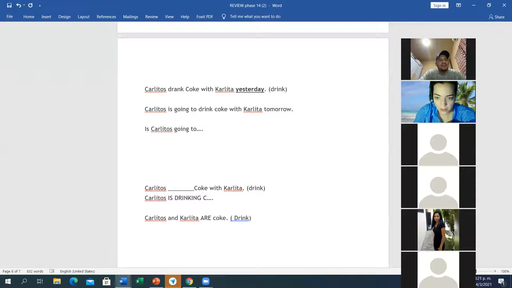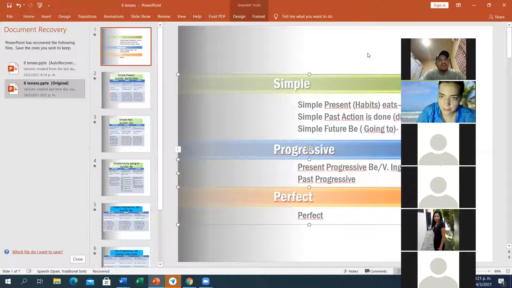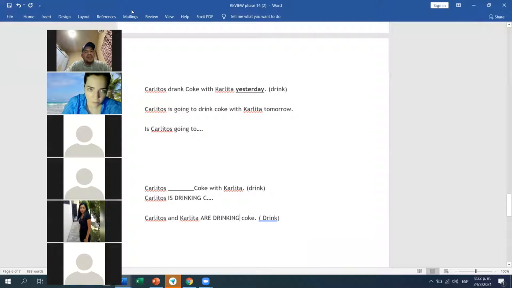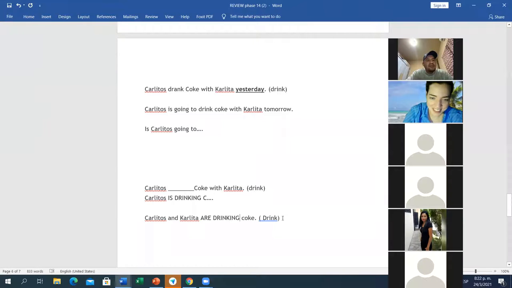Carlos. Yes. El verbo siempre es drink. Y en presente progresivo, ¿cómo sería, Carlitos? Drinking. Look. Exactly. Drinking. Present progressive: be plus the verb ing. Now, how would be the question? ¿Cómo sería la pregunta aquí con Carlitos y Carlita? Are drinking.